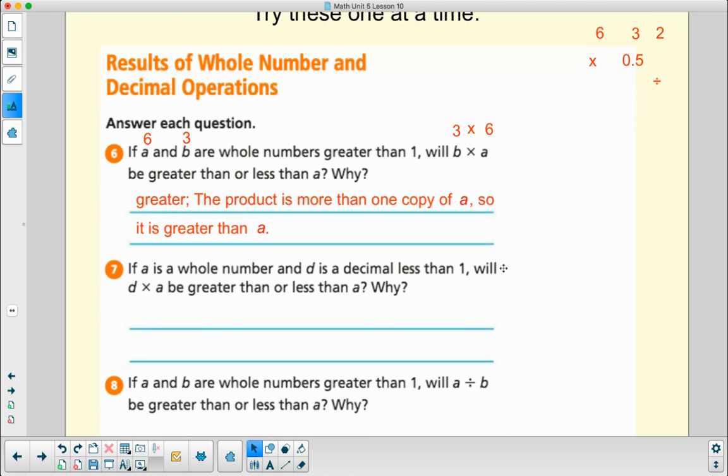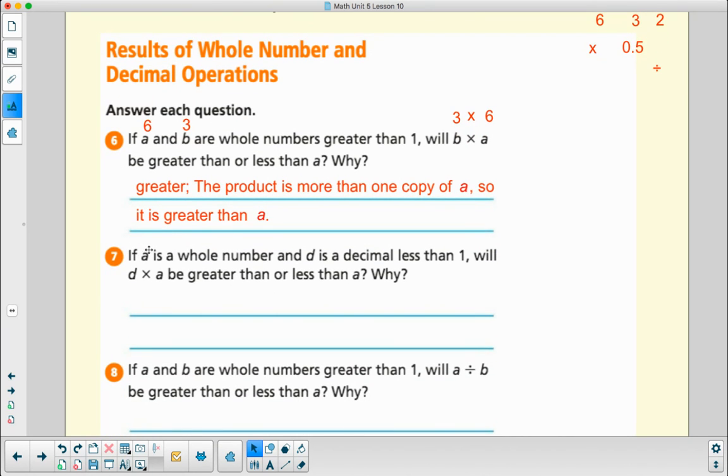All right. Now, keeping that in mind, if A is a whole number and D is a decimal less than 1, will D multiplied by A be greater than or less than A? Why? Go ahead, pause it and think about it. When you get an answer or if you get stuck, you can play the video. Okay, welcome back. Let's think about it again.